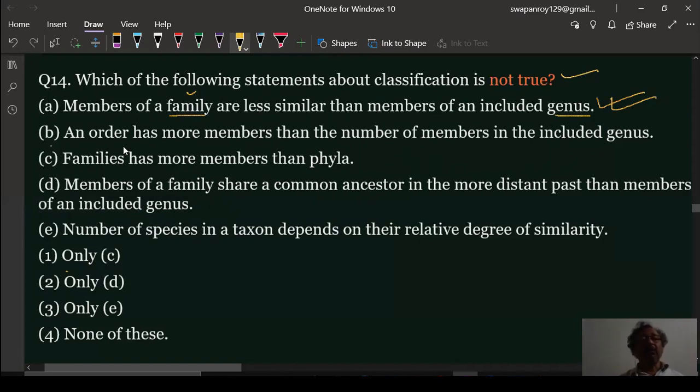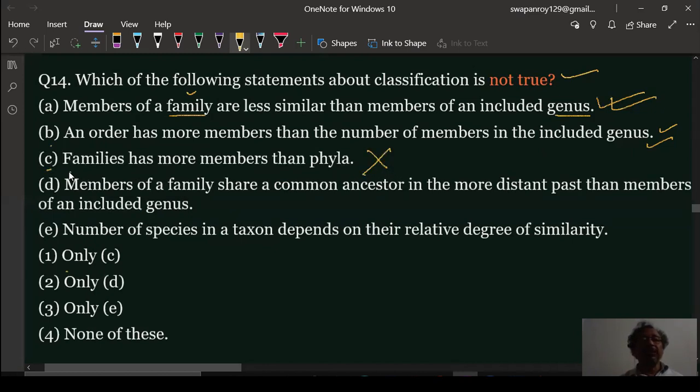B, an order has more members than the number of members in the included genus. The higher the taxon, the more the members. So in the lower taxon, the number of members is less. In a higher taxon, it is high. Number C, families has more members than phyla. This one is wrong.